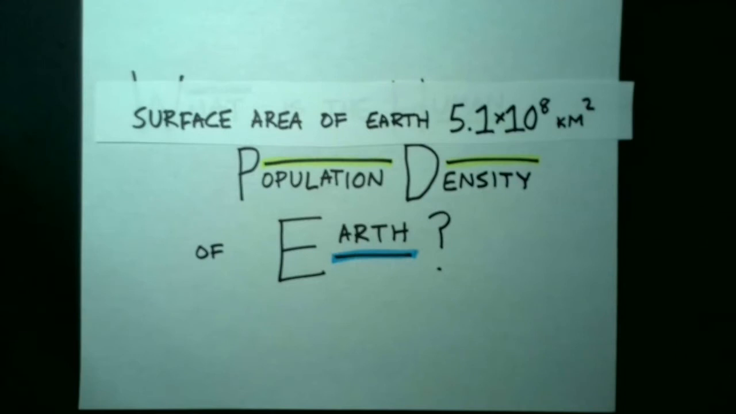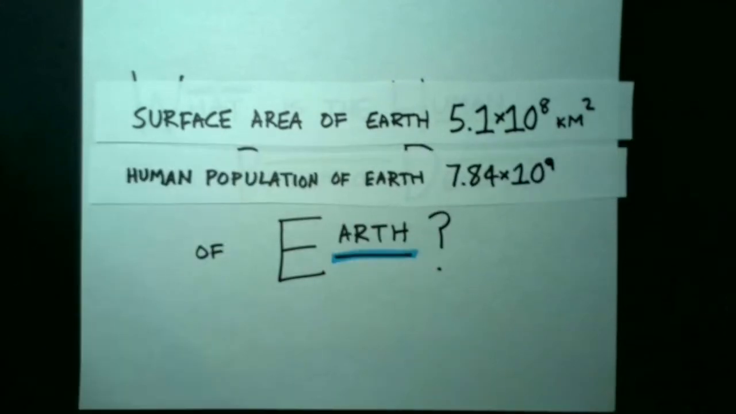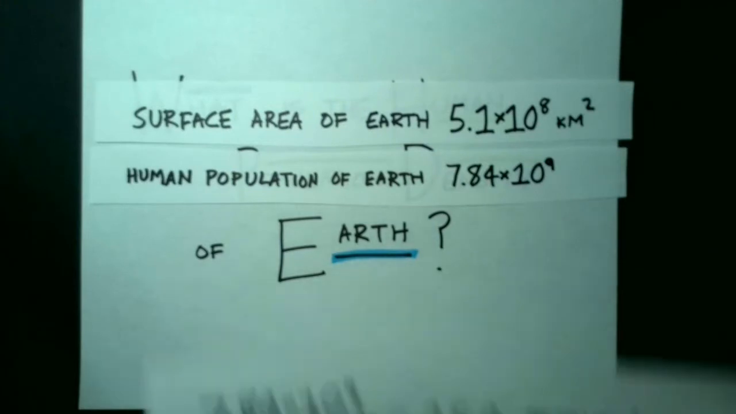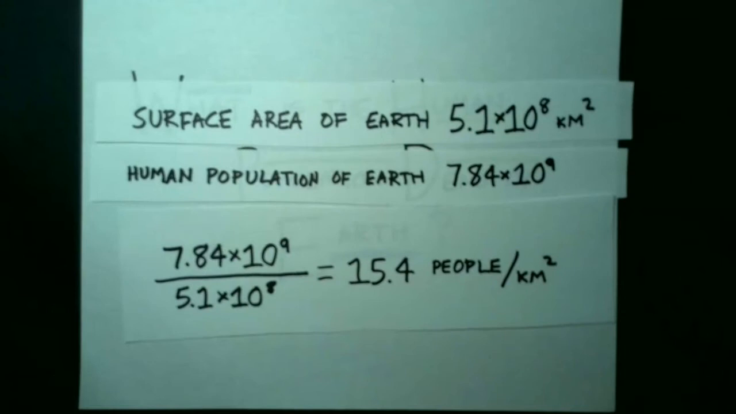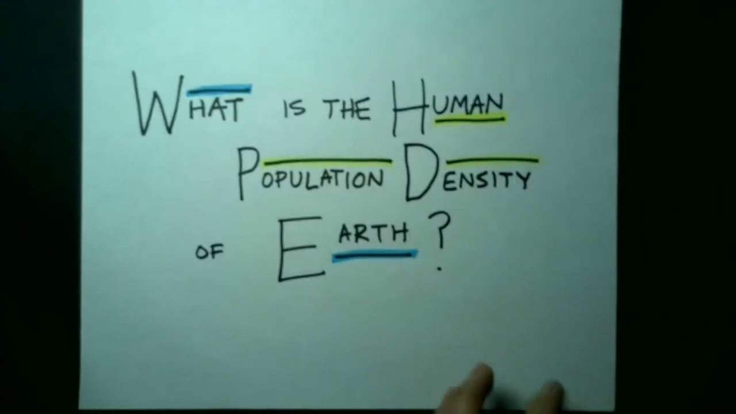What's the human population of the Earth? As of the making of this video, about 7.84 billion. So, let's just divide the second number by the first to find the population density of the Earth to be about 15.4 people per square kilometer. Now, why does this number feel low?